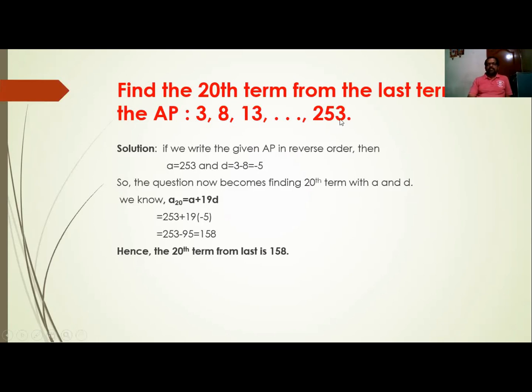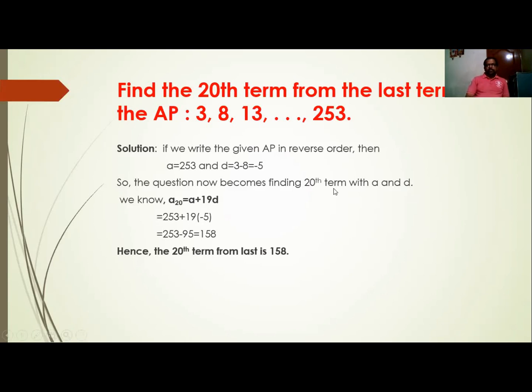As you are asked to find the 20th term from the last, the last term will be the first term after writing in reverse order, and we only need to find the 20th term of that AP written in reverse order. This is the same as the 20th term of the given AP from the last. So it's so simple.